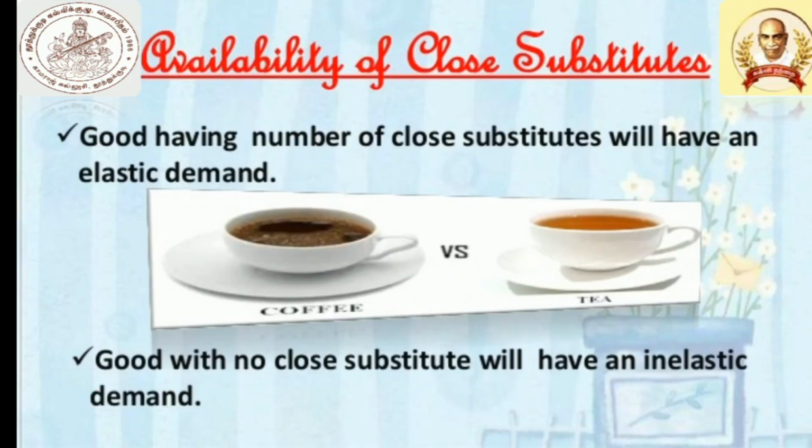Next, availability of close substitutes. So coffee versus tea, or apple and orange. A good having a number of close substitutes will have an elastic demand. A good with no close substitute will have an inelastic demand.